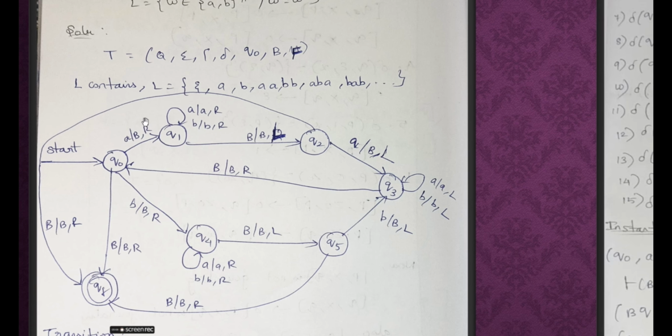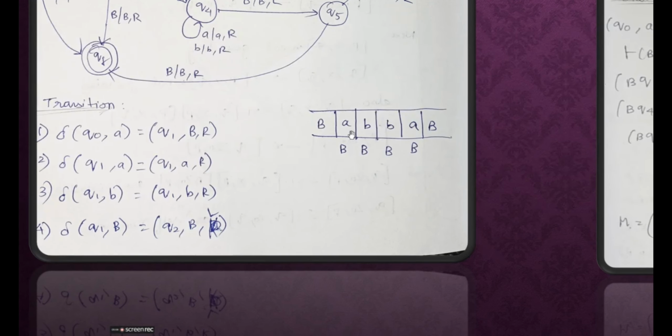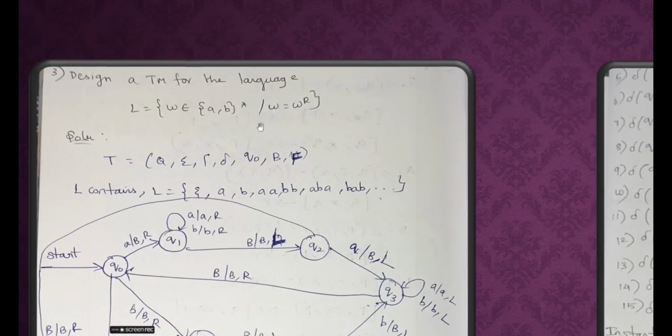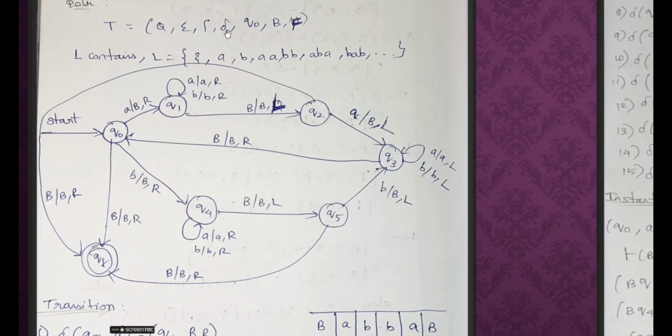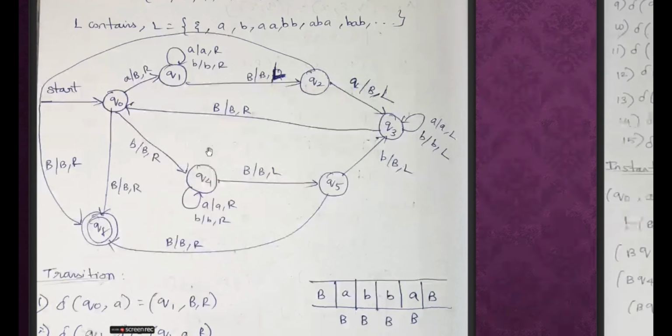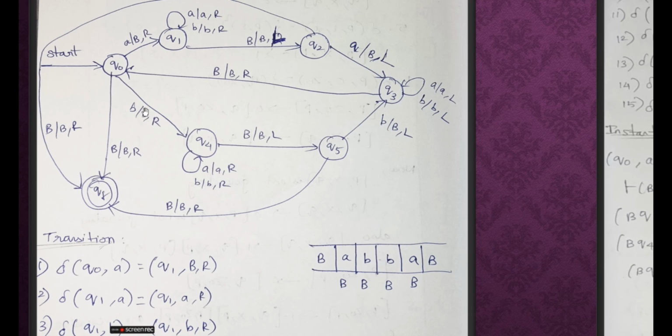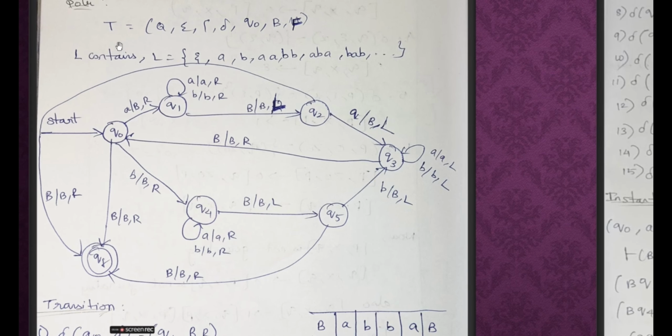Sigma is the input symbol that we used here. Input is A, B, and then the symbols we used on the tape are A, B, and then blank. And next is the transition, that is how it changes, how it moves, right or left side. That is the thing we will make note of.